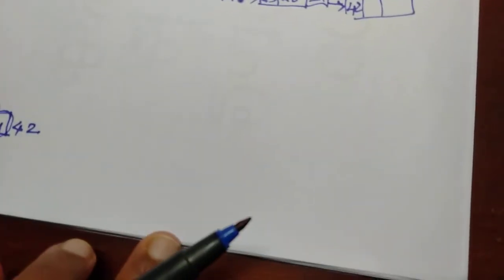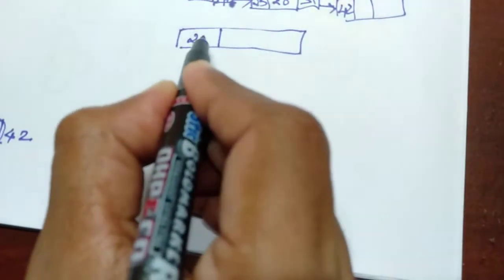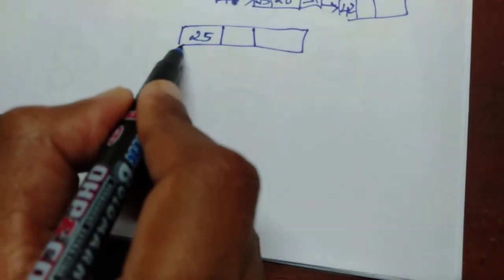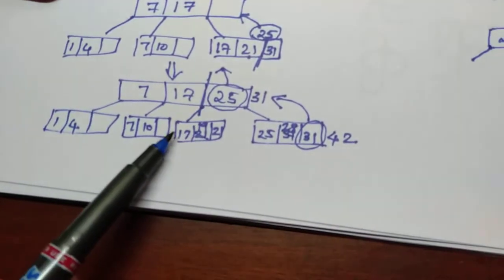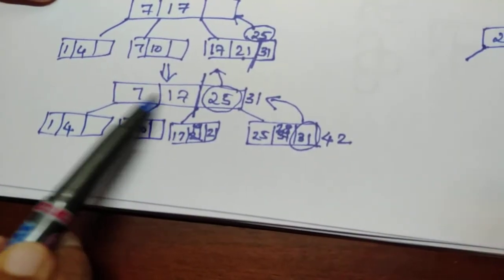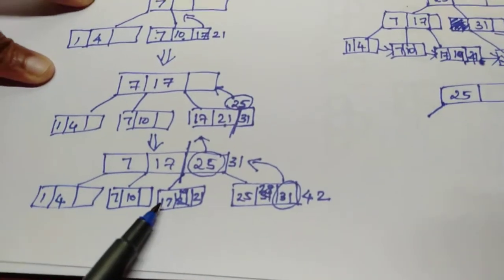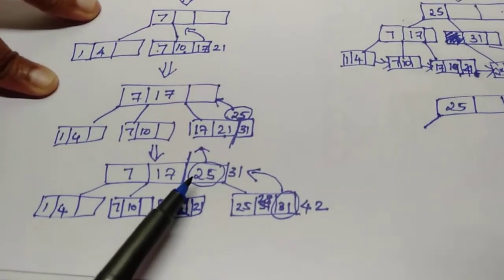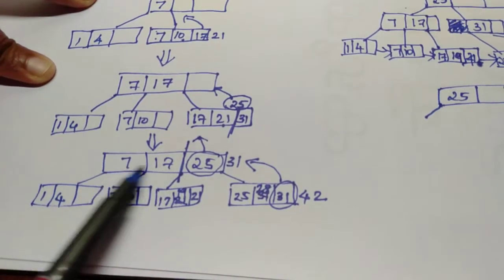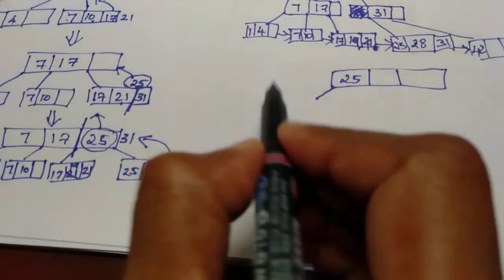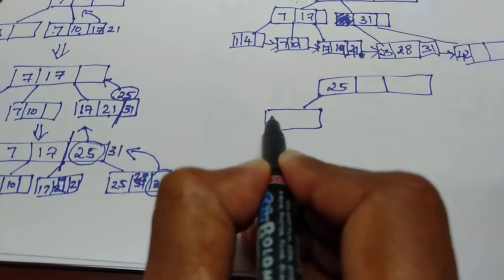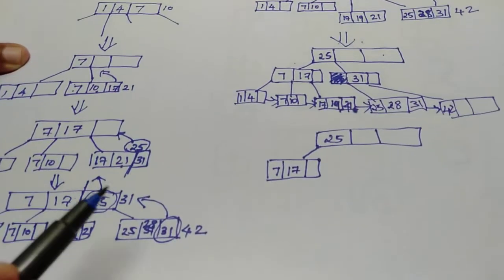So now it is going to be in this way. We will have root node. In the root node I have 25 and 2 spaces. To the left of 25 I have, as we have over here, these elements 7 and 17. I'm splitting this 7 and 17. So on this side I will have 7, 17 and a space.